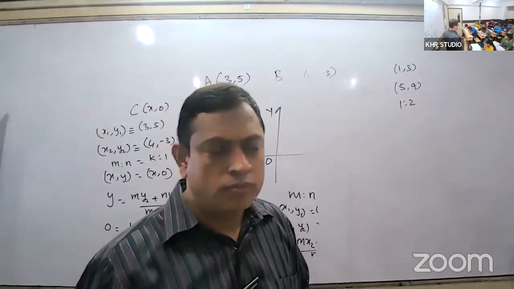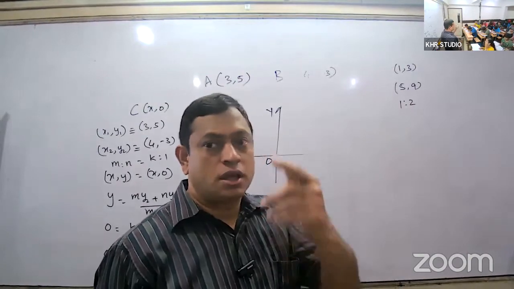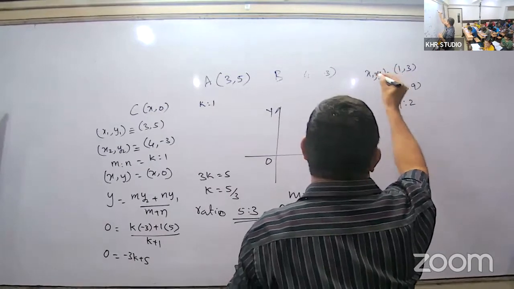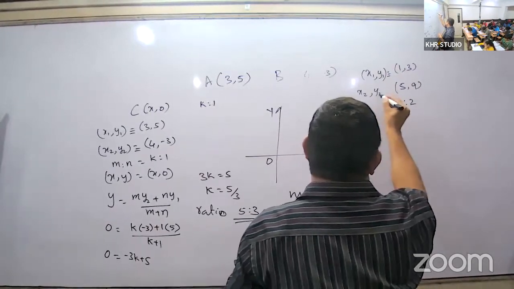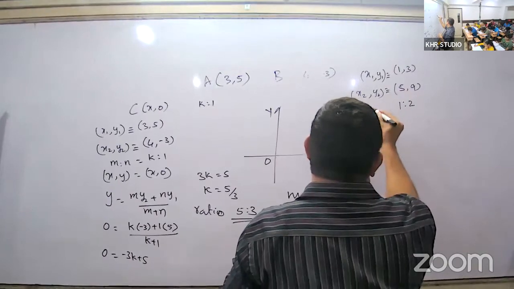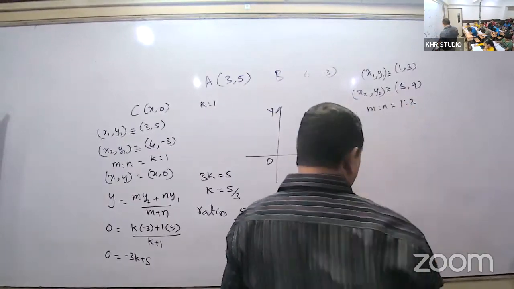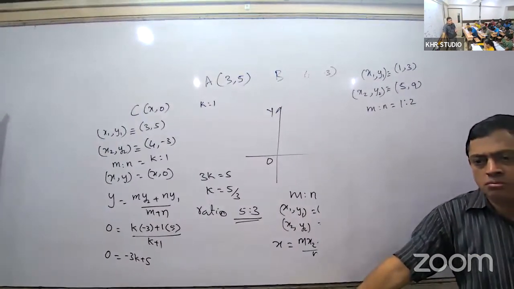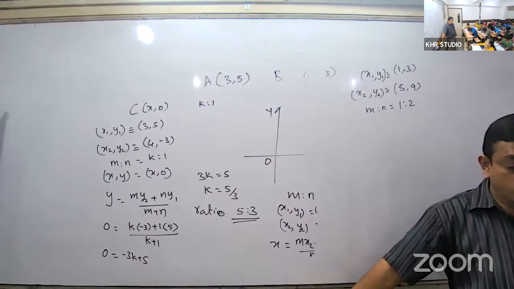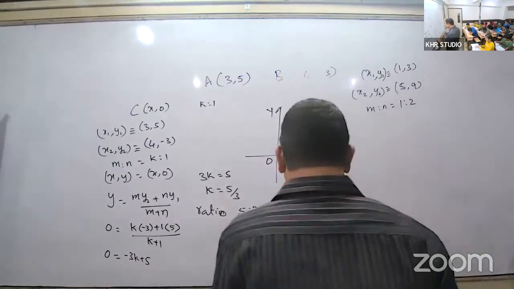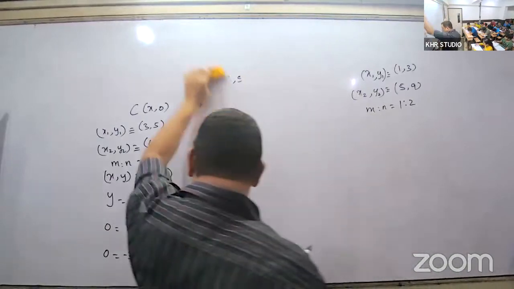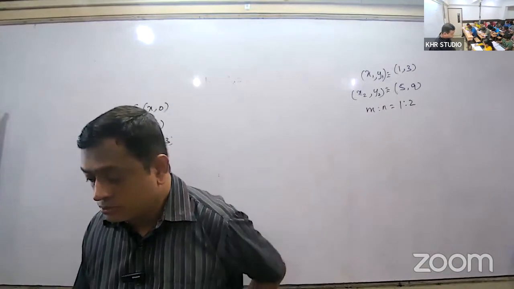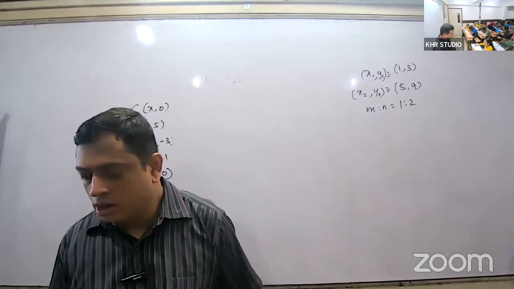What is A? A is x1, y1. Then B is x2, y2. Then m is to n is equal to 1 is to 2. Now you need to find out the coordinates x and y. Do it now, apply the formula directly. Nobody will shout. Those who got the answer, do the next question. Write the formula and substitute. Where is your formula? Look.